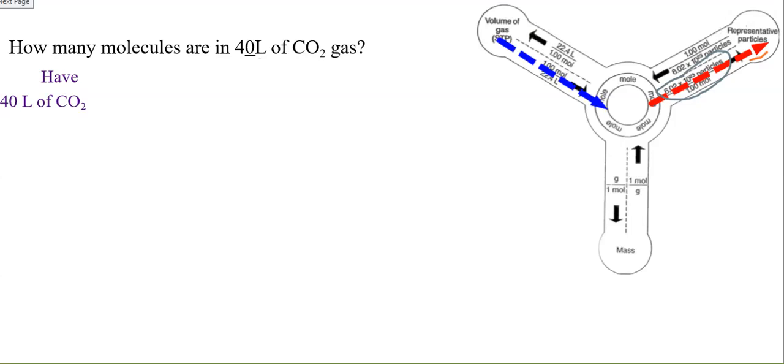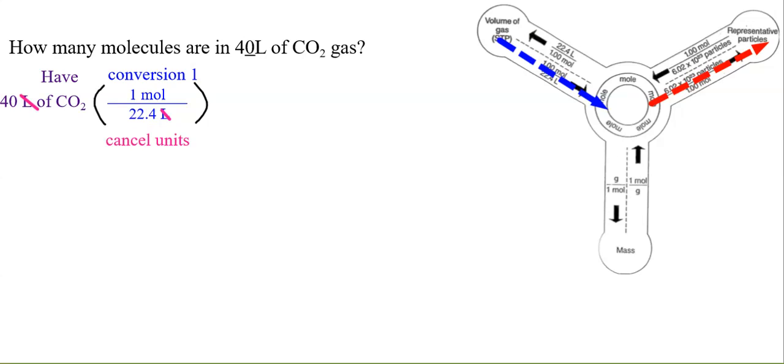So write down your two conversions. Conversion 1 will convert liters to a mole. You can cancel off the units as you do this. So liters will cancel. Technically at this point, we would have 40 times 1 mole divided by 22.4. You can actually write down that answer if you want. I usually wait until the very end. But as of right now, we just have moles of carbon dioxide gas. Those are the only units that are available.